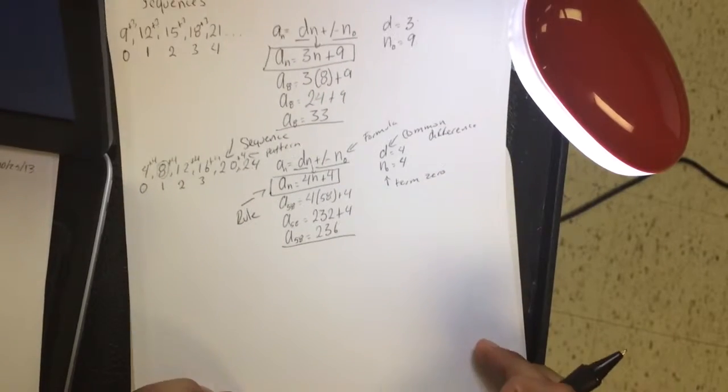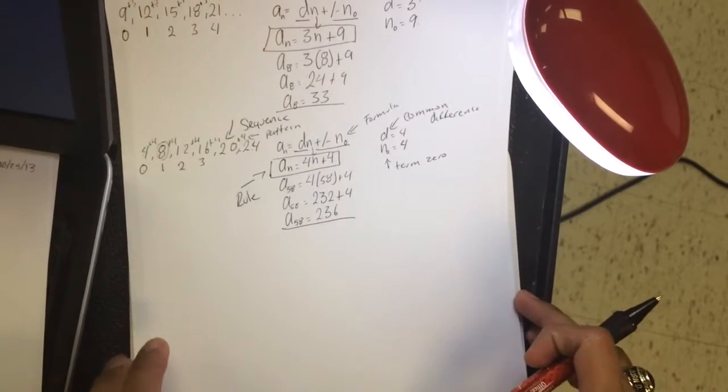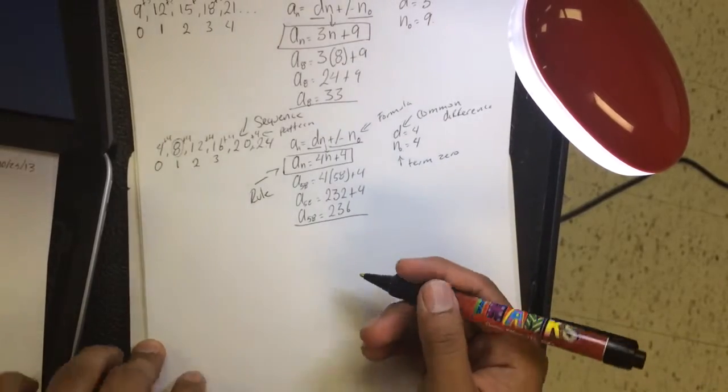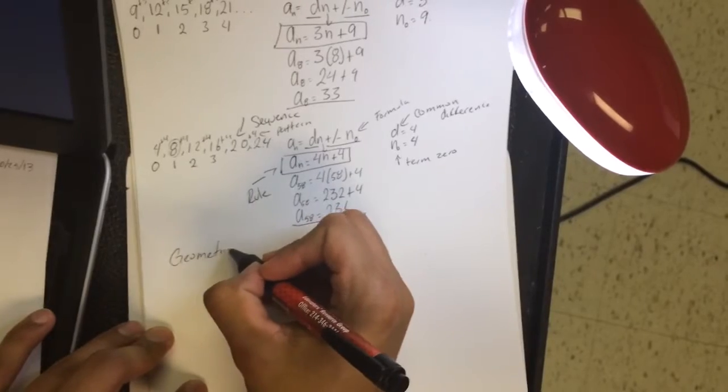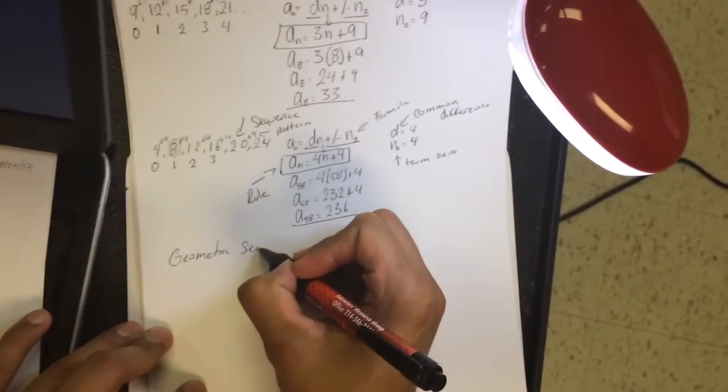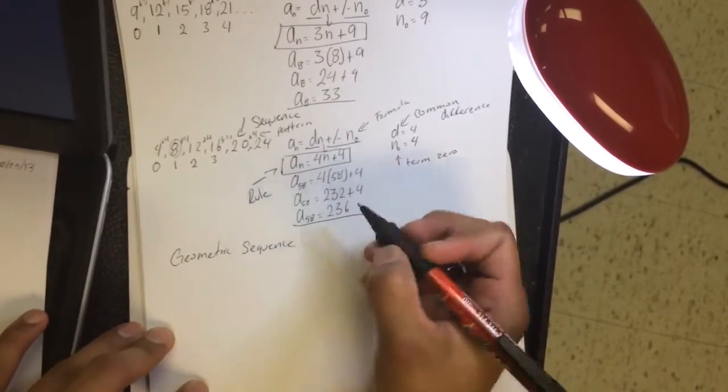All right, so Melissa asked me, what if we have a geometric sequence? Well, geometric sequence. I didn't ask you that. Myra did. Oh, sorry, Mara did.